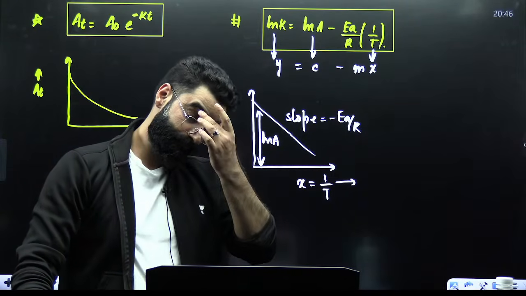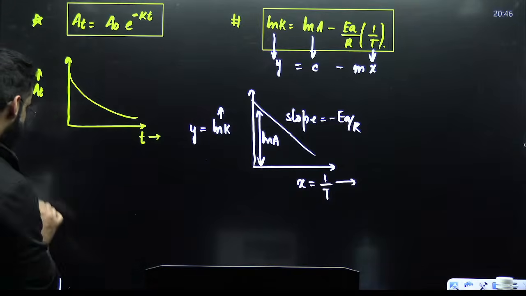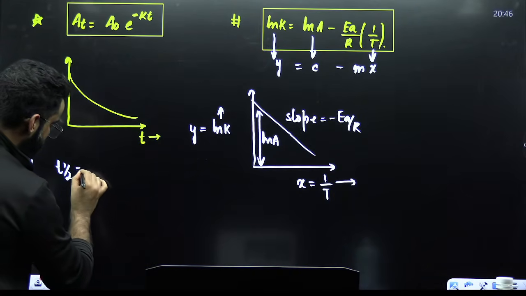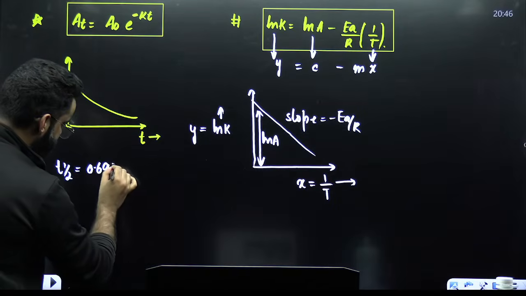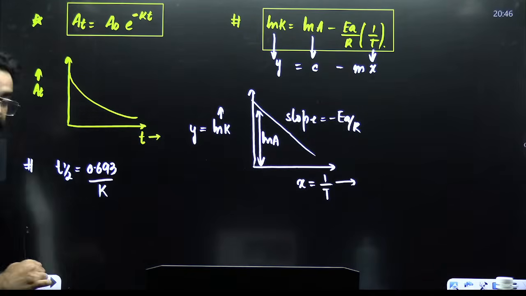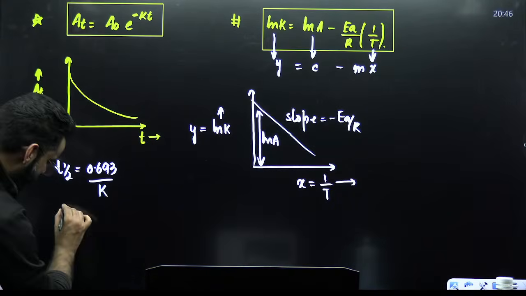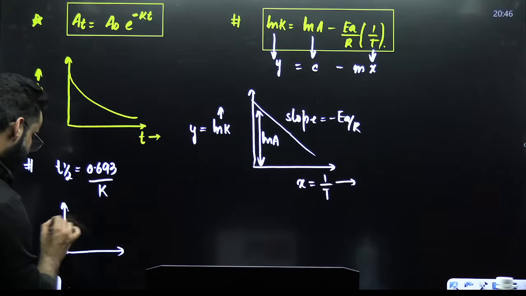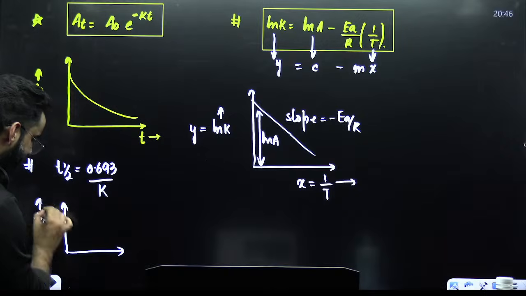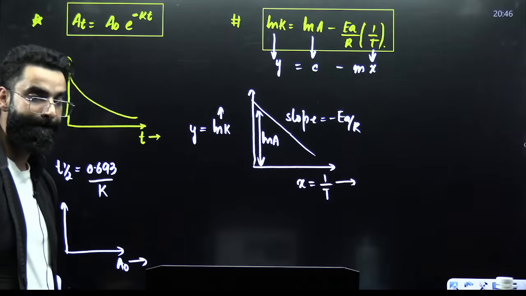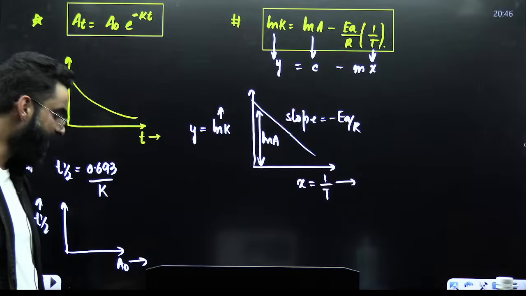Perfect. Okay, for example, I'm giving you an equation. The equation is t half is equal to 0.693 divided by k. Now, my dear students, I want you to plot a graph between t half and a naught.